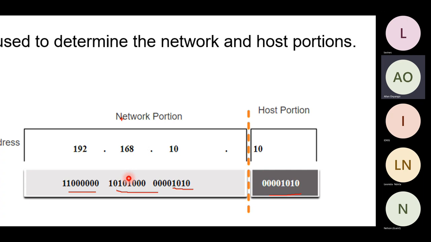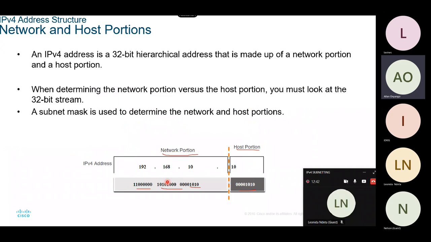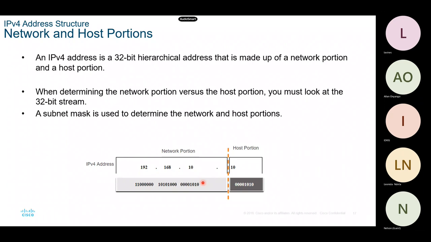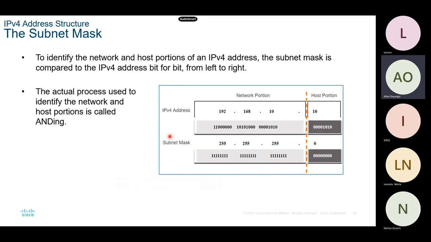We also talked about the IPv4 address being divided into two portions: a network portion and a host portion. We also talked about the subnet mask, and today we will talk a little bit more about it. One of the things the subnet mask does is help us differentiate the network portion from the host portion.